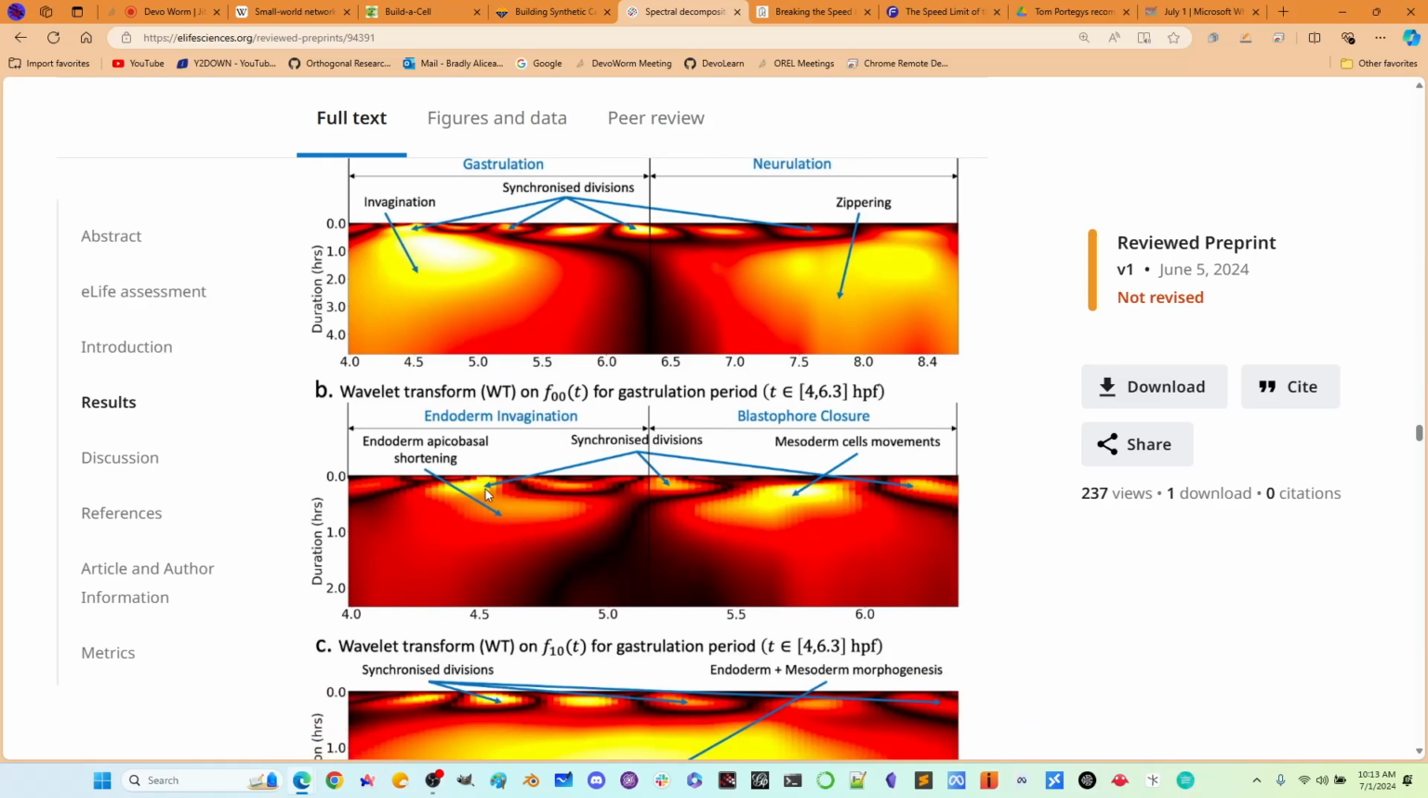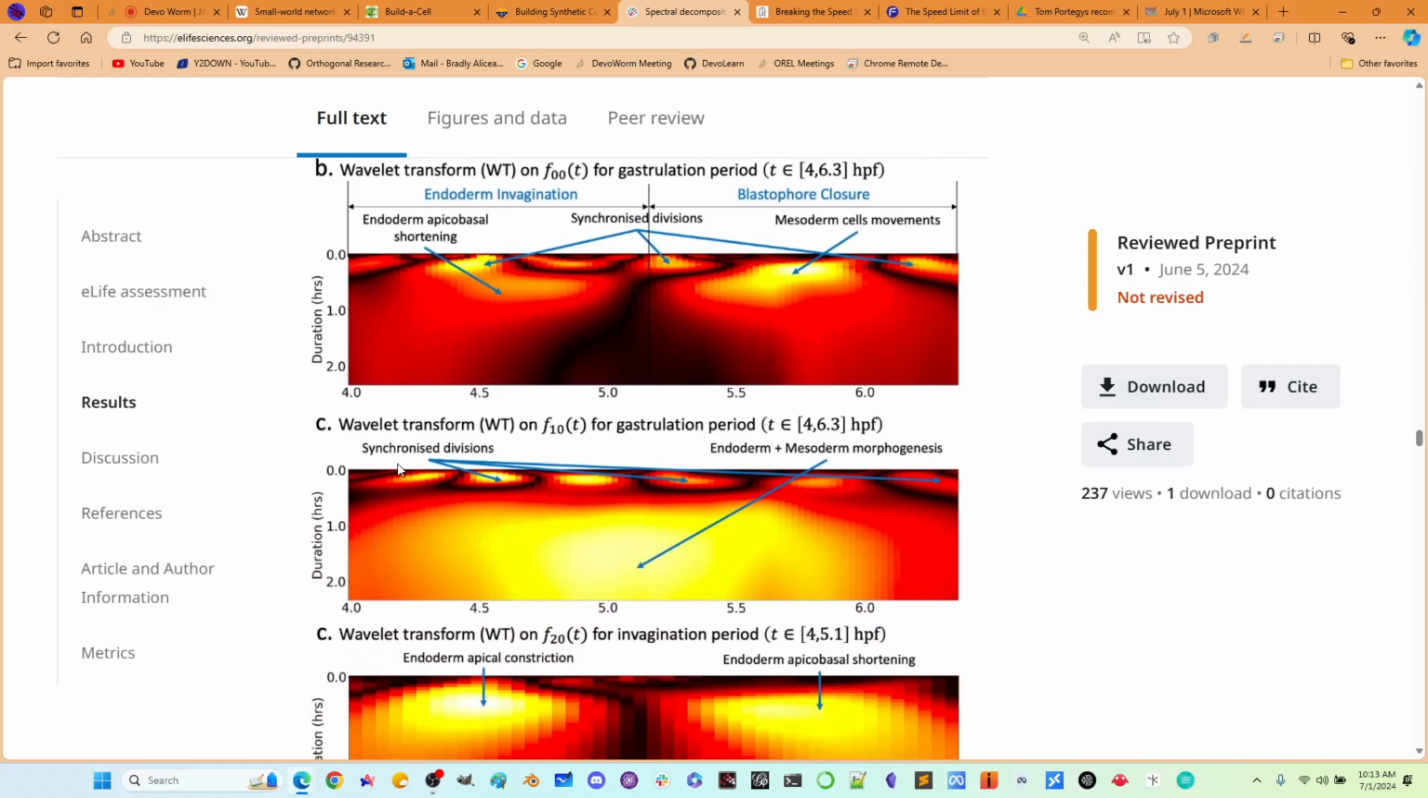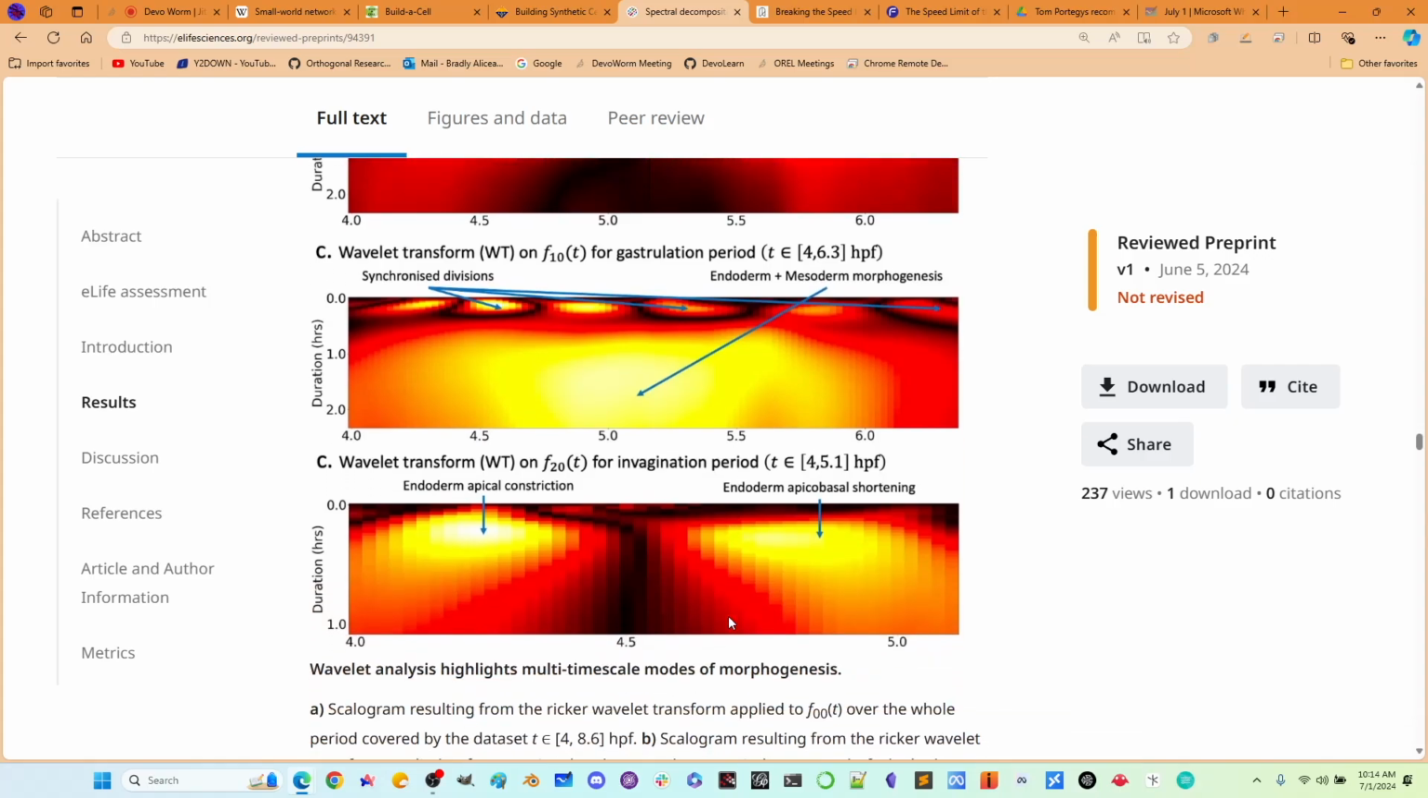The same thing here where you get these different movements, you get synchronized divisions up at the top, at the beginning of embryogenesis, and then you get things like endoderm apical basal shortening and mesoderm cell movements. And you can see those as these phases. You have the synchronized divisions again, and you get endoderm plus mesoderm morphogenesis down here, so you start to get differentiation as a function of going longer into the process.